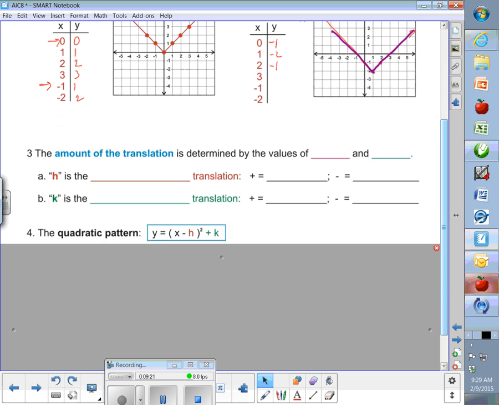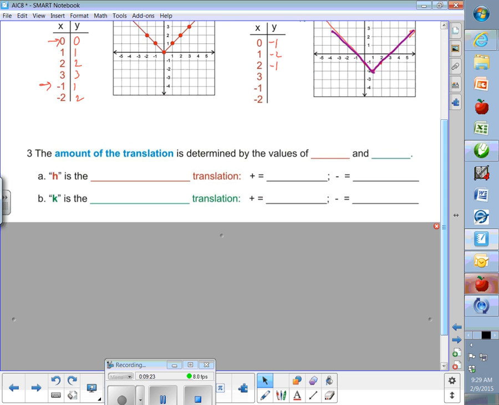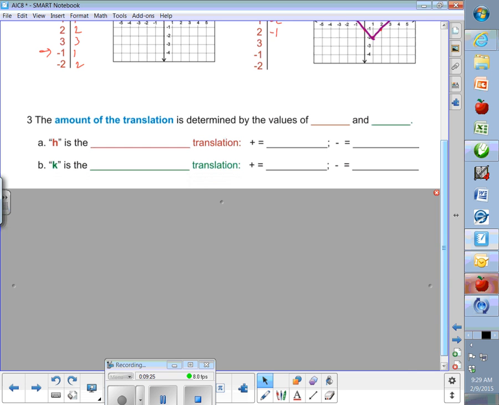All right, so let's go on to this aspect. Let's write it. I just mentioned this. The amount of the translation is determined by the values of h and k. They tell you how much it's translated, h and k.